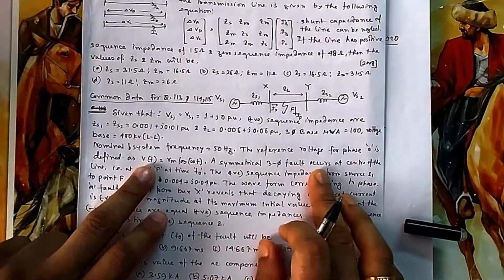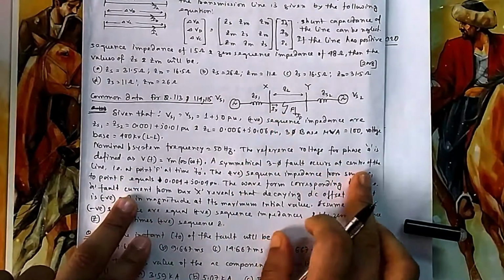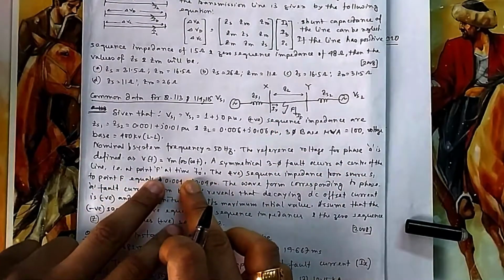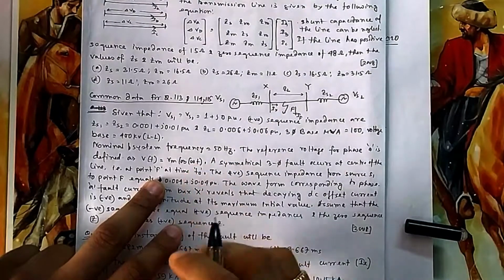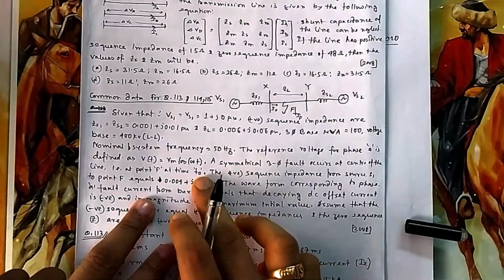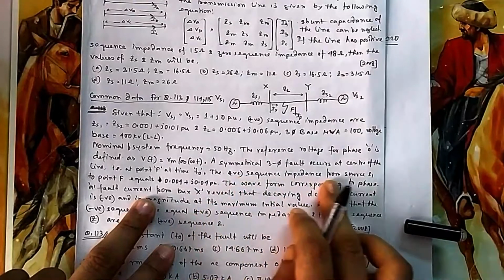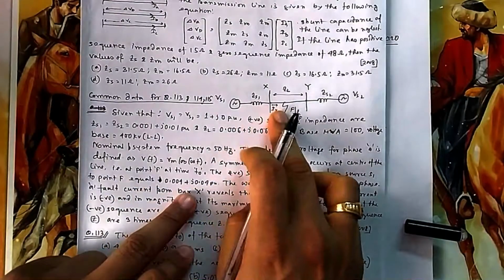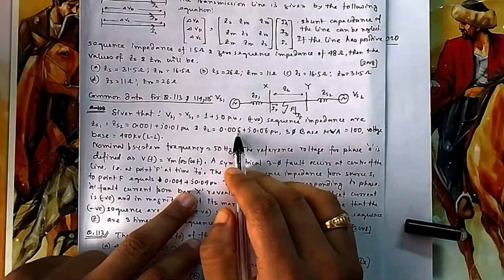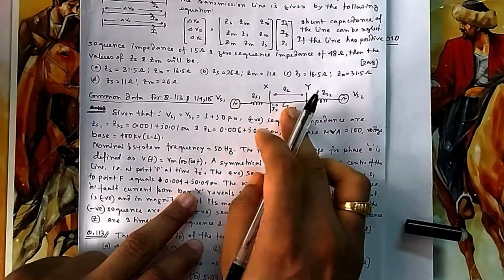A symmetrical three-phase fault occurs at the center of the line at the point F at time t equal to t0. Not t equal to 0, at the time t0. The positive sequence impedance of the source from F is given this much. It will be half of this one, that is 3, and then 1, 4. So from here to here it will be 4.